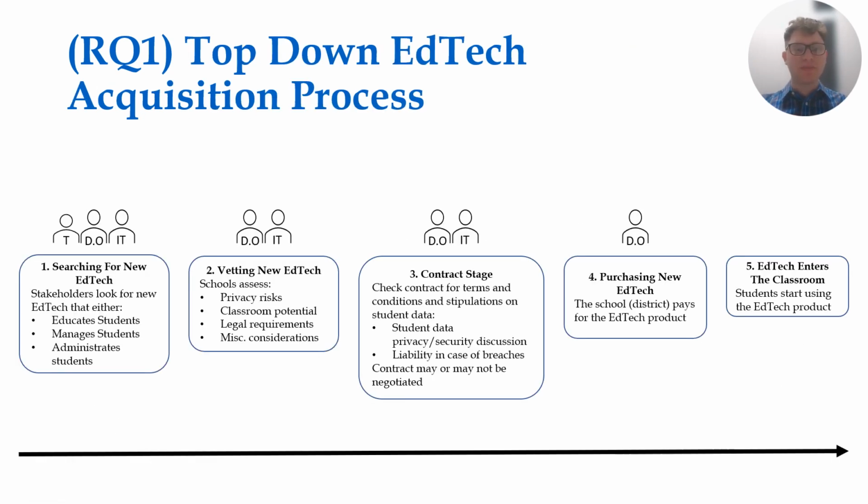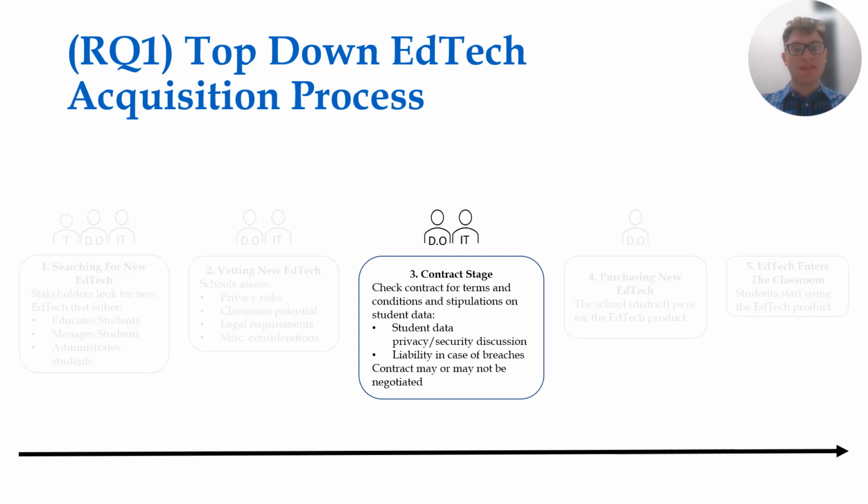As a bulwark against bringing bad software into the classroom, participants discussed how they acquired EdTech. They mainly discussed the paid EdTech acquisition process. Paid EdTech is EdTech where the school pays for a per-seat license. The image on screen outlines the 5 stages of this acquisition process. However, in this talk, we will focus on the privacy implications of the contract stage.